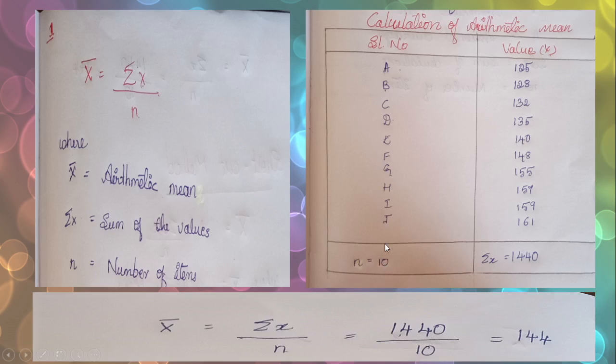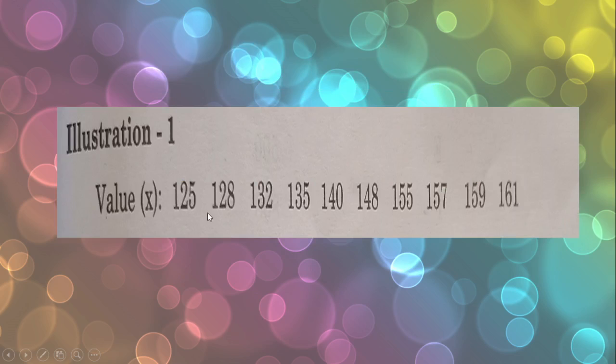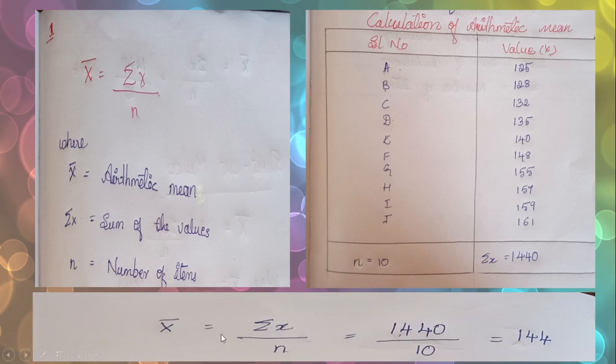Number of observations. So 1440 divided by 10 is 144. So our arithmetic mean for the given observation is 144. So this is individual series direct method. They are given individual numbers, there is nothing else. These kind of series are called individual series. For this individual series we have found arithmetic mean under the direct method.